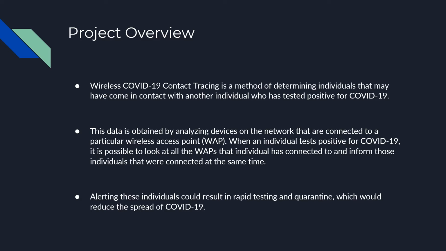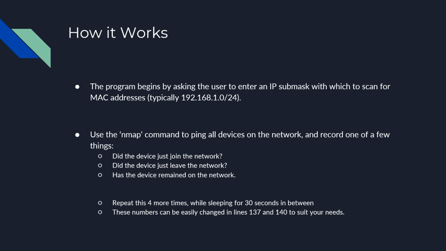And from there, we can notify all of those other individuals that they have possibly come into contact with someone that was diagnosed with COVID-19. By alerting these individuals, this could potentially result in rapid testing and quarantine, which would ultimately reduce the spread of COVID-19. Now let's go ahead and dive into how the system actually works.